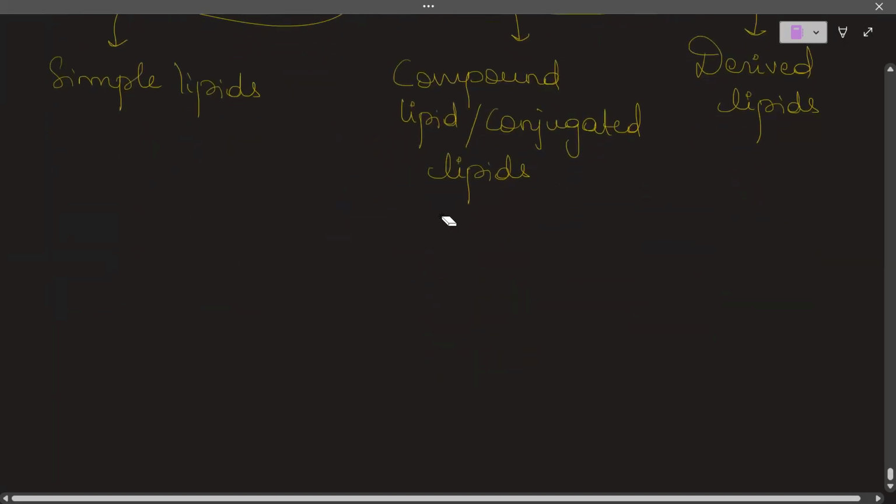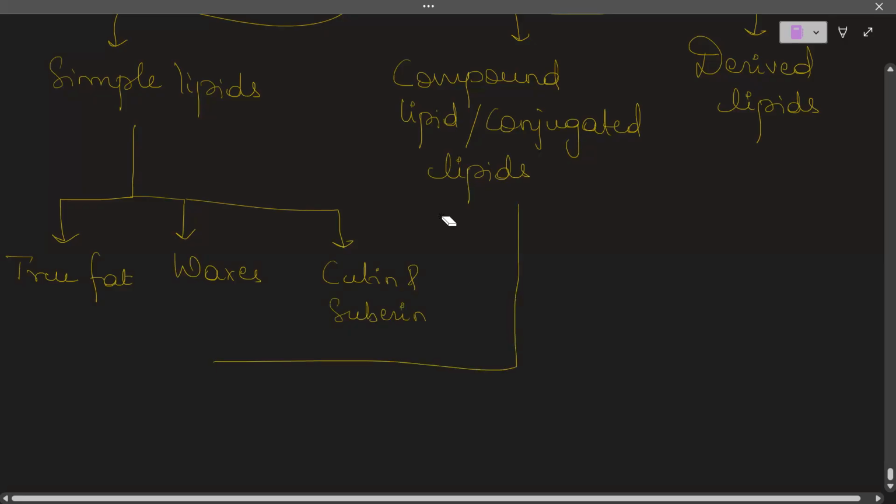Now, the simple lipids further can be of three types. Let us see what the types are. The first one is true fat. The second one is the waxes. And the third one is cutin and suberin, the thing that I asked you about right now. Then the conjugated or compound lipids are further of four types.